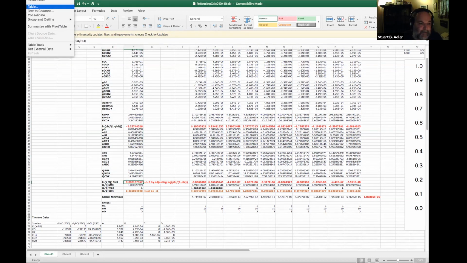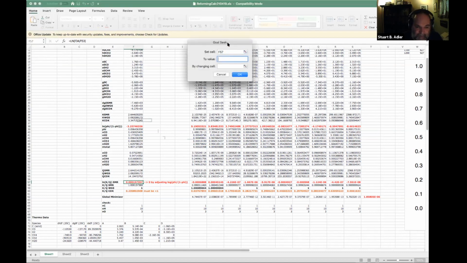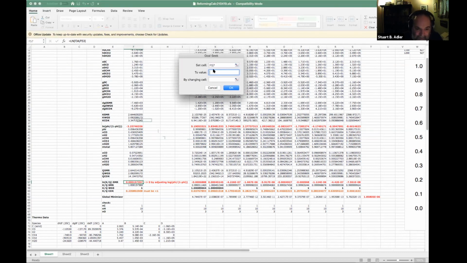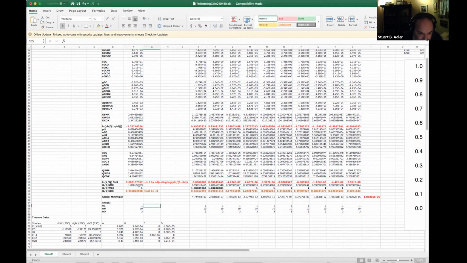And you can do that with Goalseek or with Solver. So I'm just going to demonstrate that. If I set cell F57 to a value of 0 by changing our guess and hit OK, it'll adjust that up and down until it gets as close as it can to 0. As a check, I'm checking the water gas shift equilibria. It should be 1 by definition because I solved the other species assuming the water gas shift is in equilibrium. So that's just verifying.